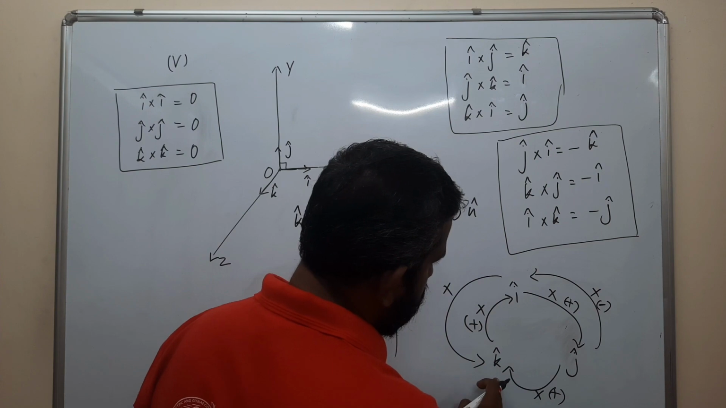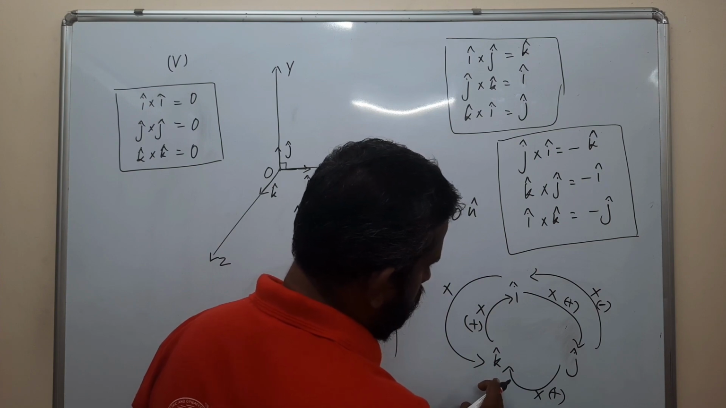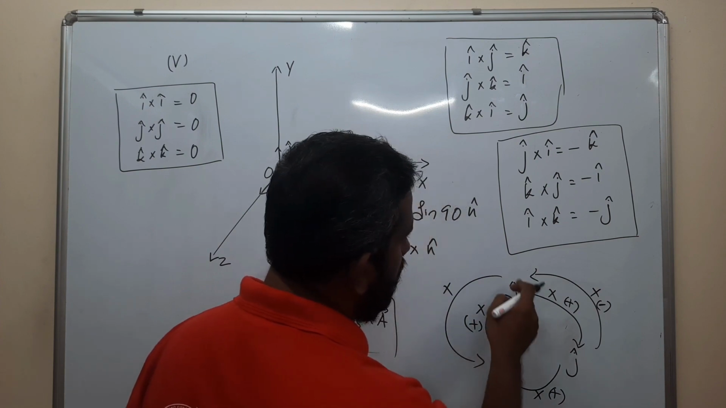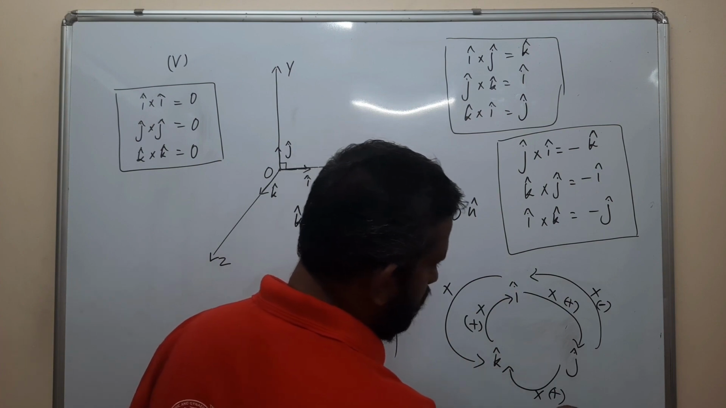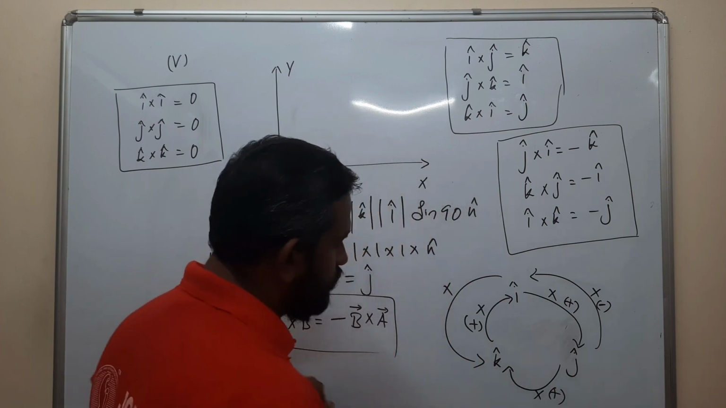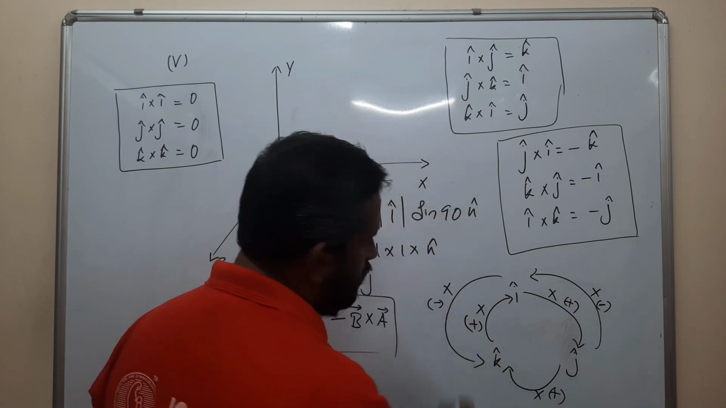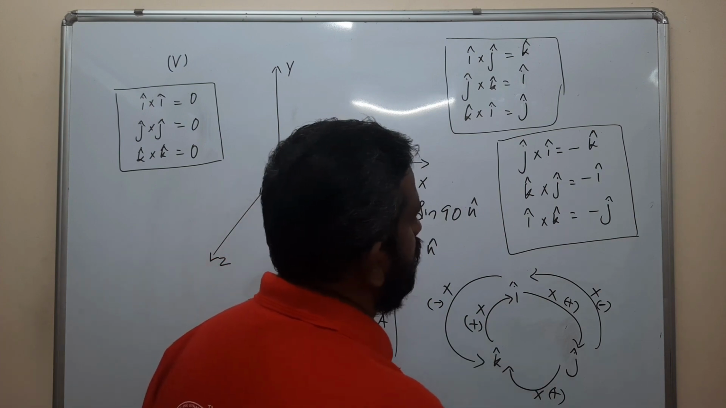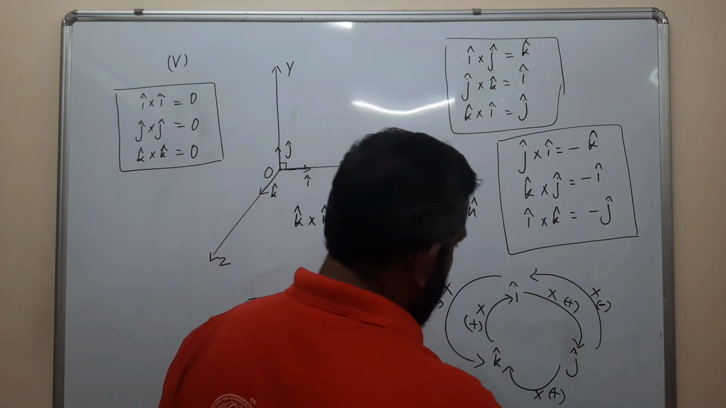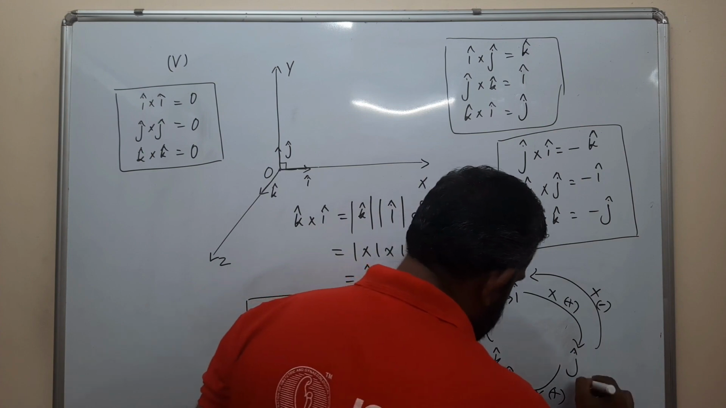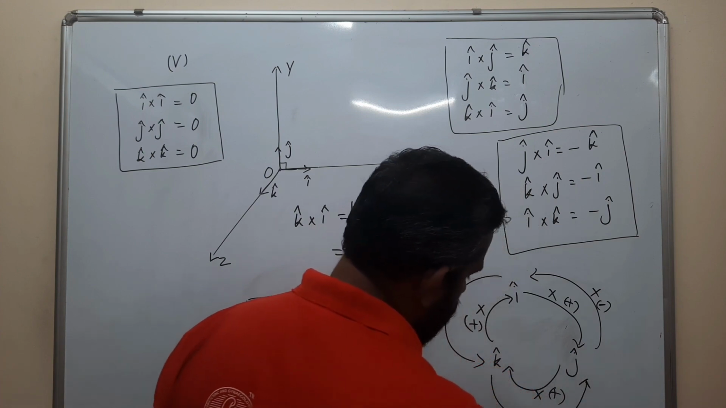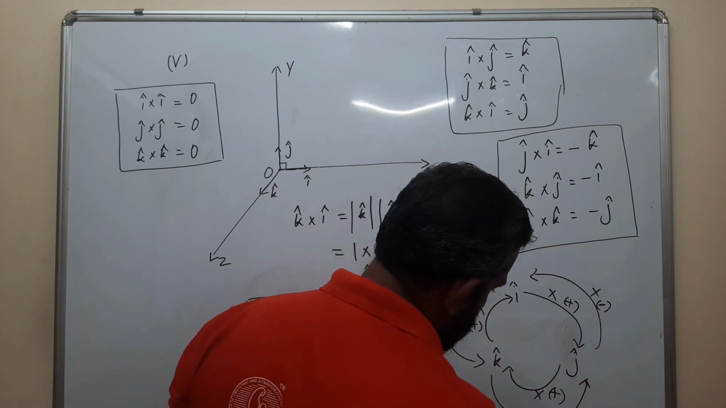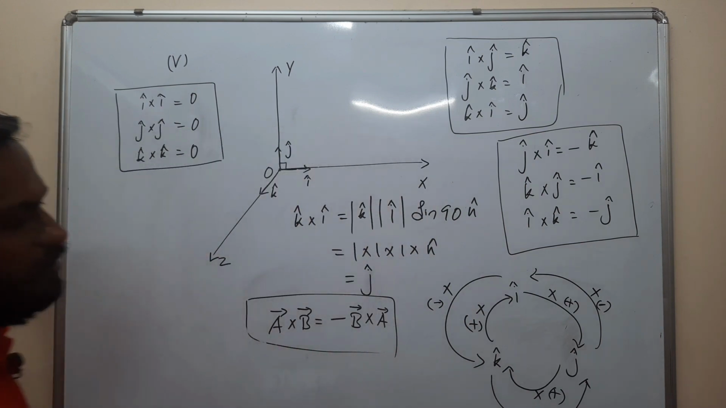K cap cross j cap, we get minus I cap. This is also minus. So this is the anti-clockwise direction, and k cap cross j cap is also minus.